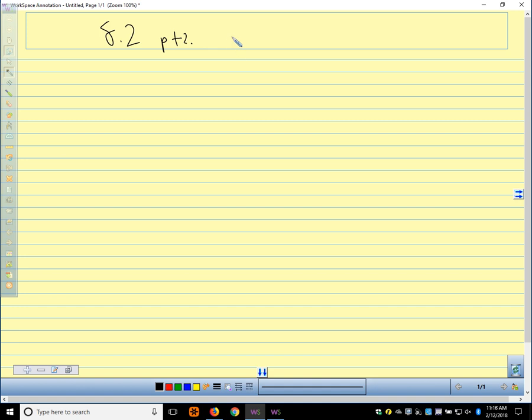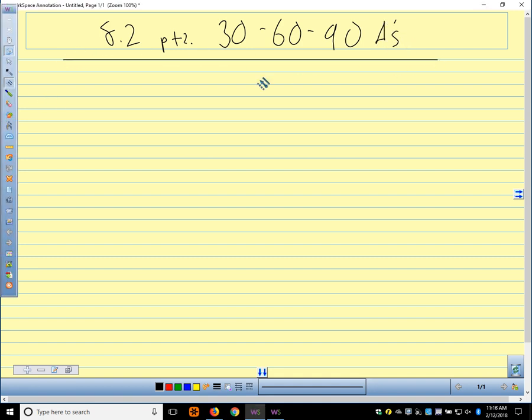All right, 8.2, part 2. 30, 60, 90 triangles. So what we're going to do with a 30, 60, 90 triangle is very similar to what we did with a 45, 45, 90. I'm going to start with an equilateral triangle.